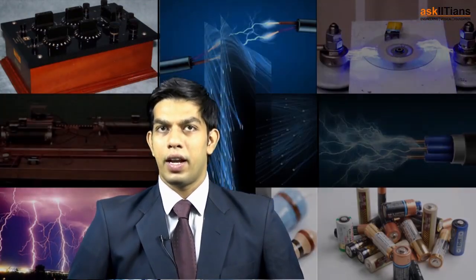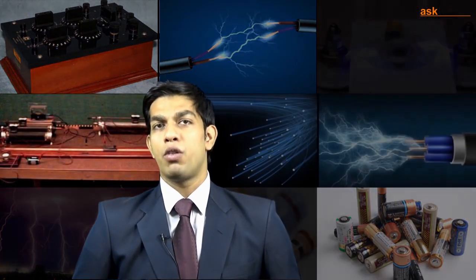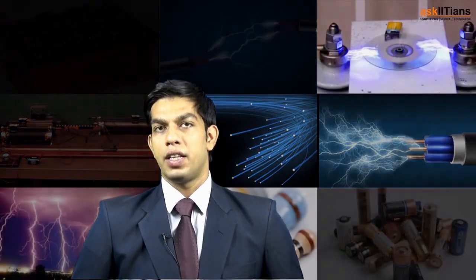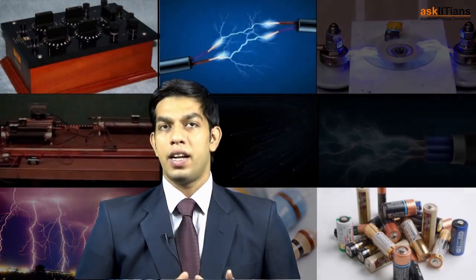So we just concluded the first part of current electricity. We defined what electric current is. We also came to know about the direction of electric current, and we studied the factors affecting current electricity, that is drift velocity and current density.